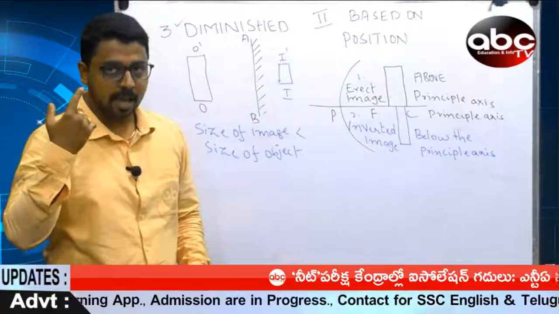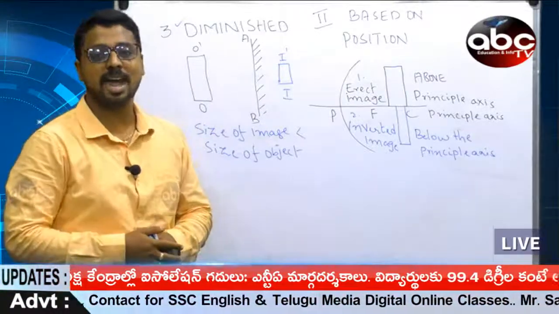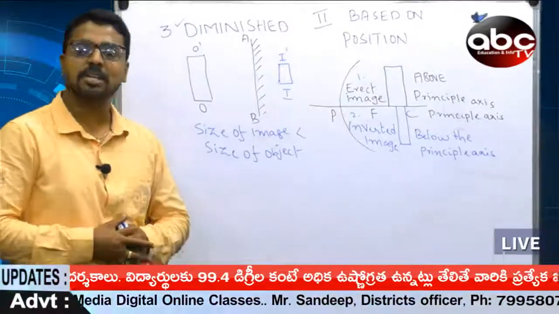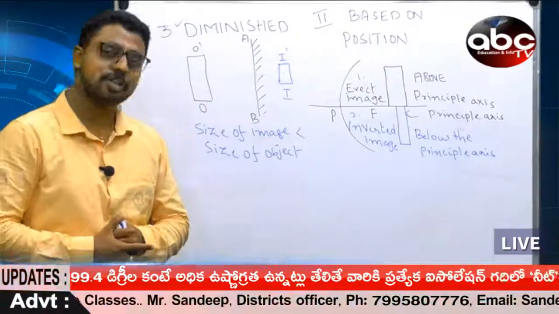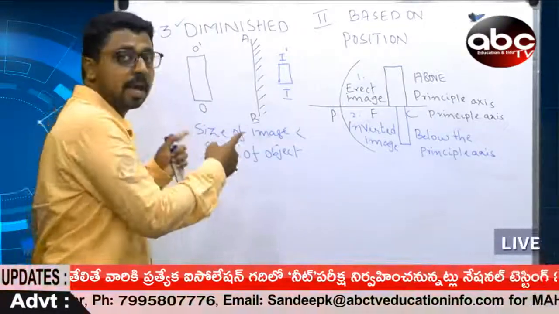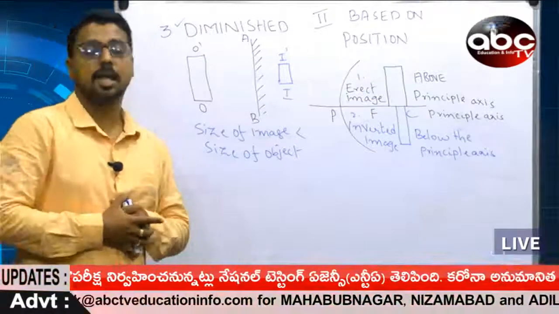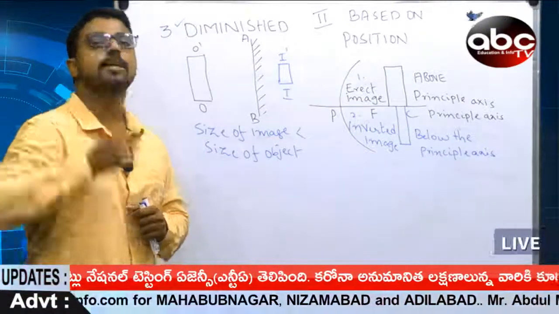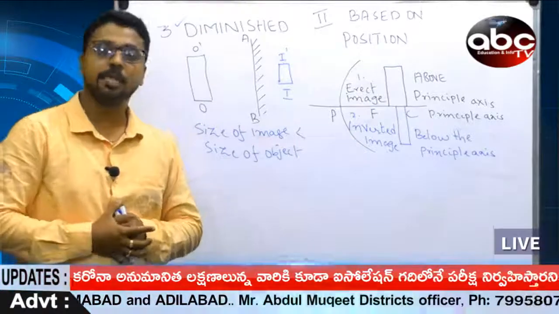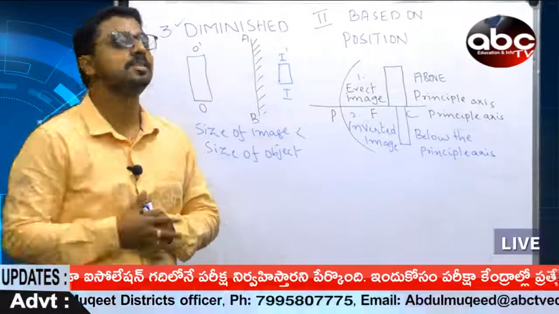Still anything balance? One thing is balance. What is that? The third classification, which is based on the nature. Based on the nature, we have a pending session. We would like to recall once and step into that part. Till now, we have completed two types of classifications. The first one is based on size. Based on size, how many images are there? There are three images.